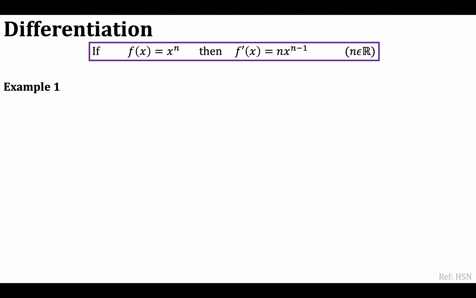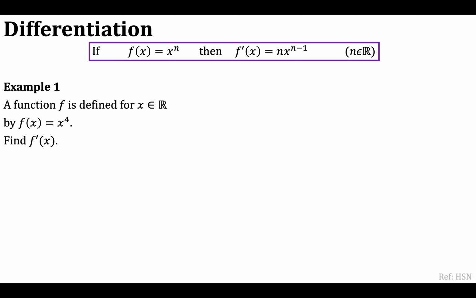We'll have a look at some specific examples now to try and make this make more sense. So a function f is defined for x in real numbers by f of x equals x to the power 4. Find f dashed of x. So the solution then, we'll obviously start with what we have originally, f of x is equal to x to the 4. So we need to multiply by our exponent, which is 4. So f dashed of x is going to be equal to 4 multiplied by, now it was x to the 4, we need to take 1 off the power, so it's x cubed. So our final answer is 4x cubed.